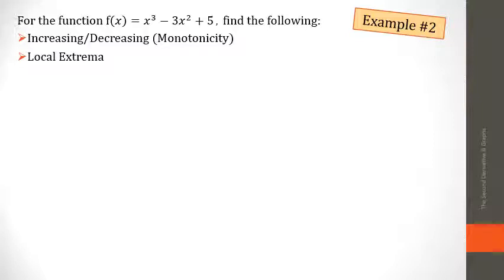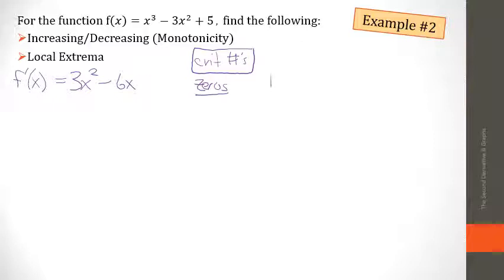Since we're looking at monotonicity, we need to find the first derivative. The first derivative, f prime of x, which is our slope, is 3x squared minus 6x. Then we need to find the critical numbers, which are the zeros and the does not exist numbers. With the zeros, we get 3x squared minus 6x equals 0. Factor out a 3x, and we get x minus 2.